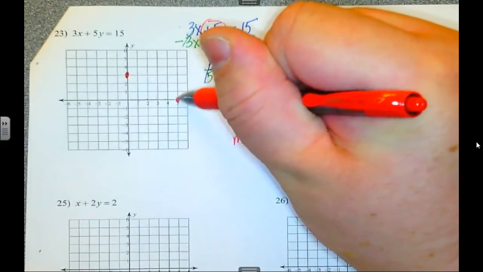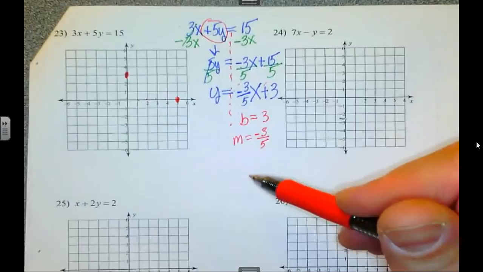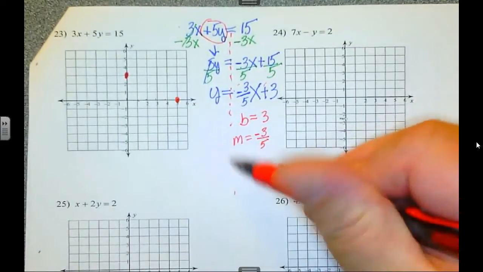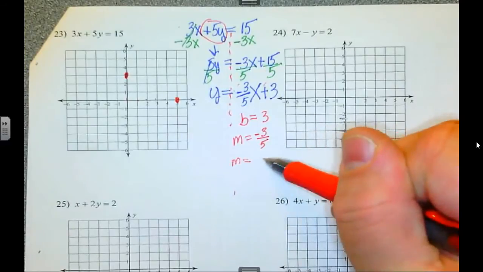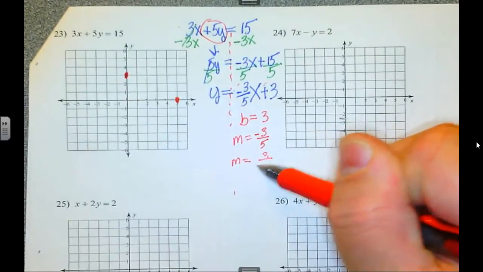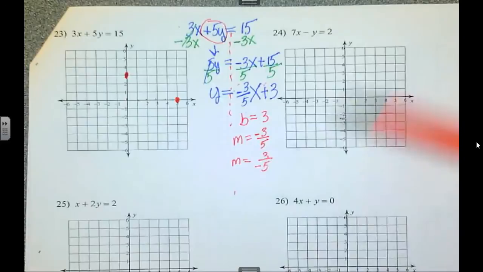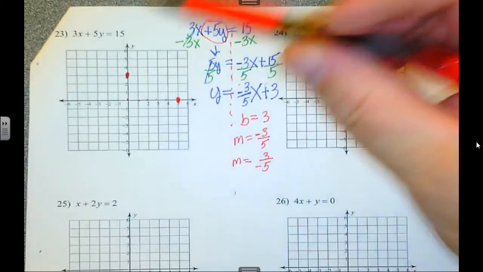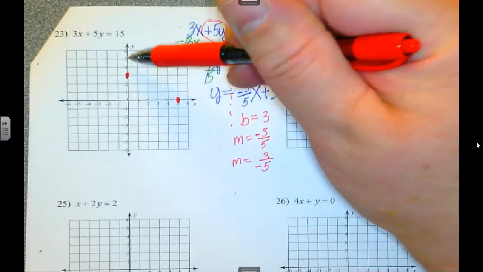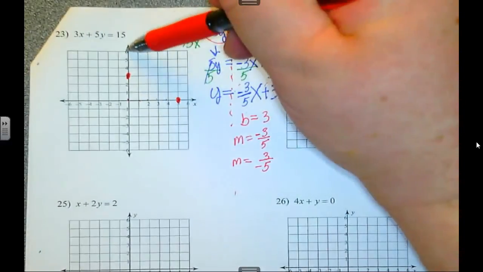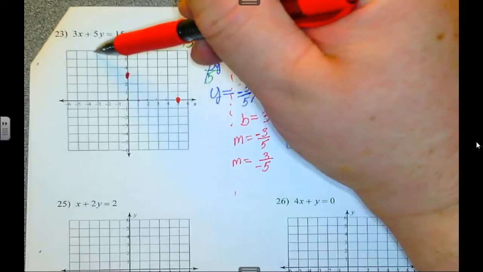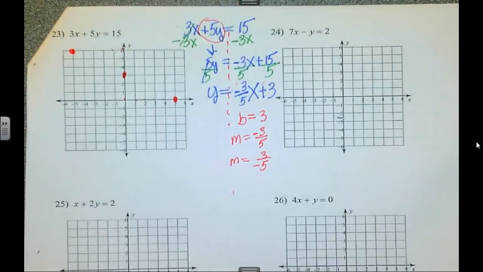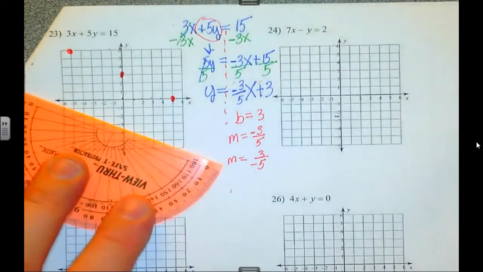Now I like at least 3 points, but it's not going to fit on my graph. Let's try putting that negative sign with the 5. Okay. From my original point, I'm going to go up 3 this time, and to the left 5. Okay. And here's my line.